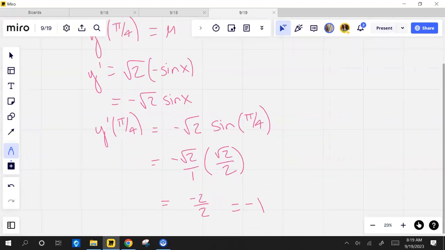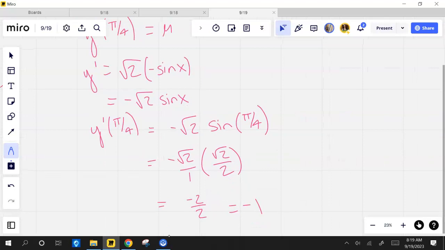So now I'm going to take that point that they gave me, which was pi over 4, 1, and I'm just going to plug in point slope. Y minus 1, slope times x. Well, what is the sine of pi over 4? They gave it to me. They said at the point pi over 4, 1.